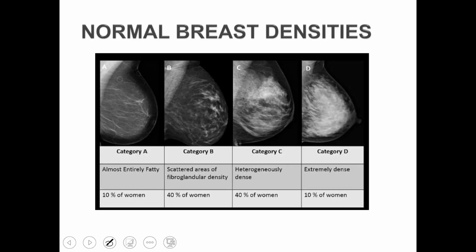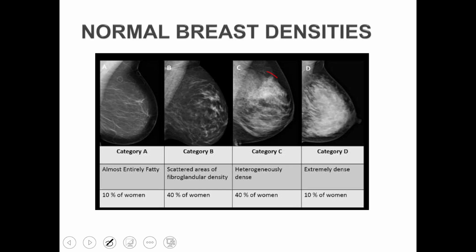This is the normal breast density. You can see that category A is almost entirely fatty, at 10% of women. Category B is scattered areas of fibroglandular density, 40% of women. Category C is heterogeneously dense, 40% of women. Category D is extremely dense, 10% of women. So these are the fatness and density splits of the breast tissue.